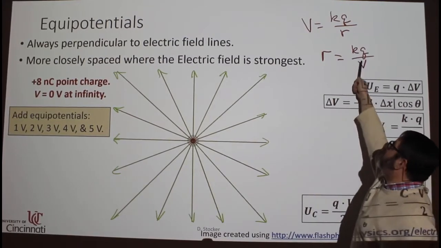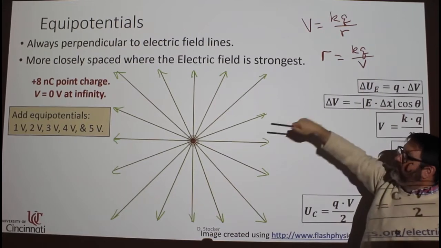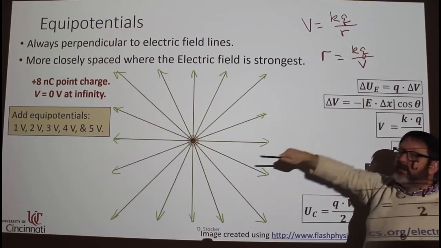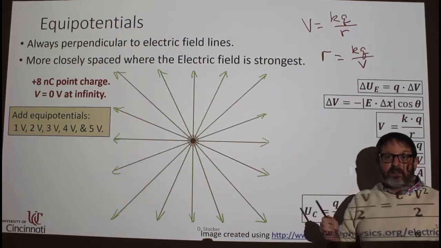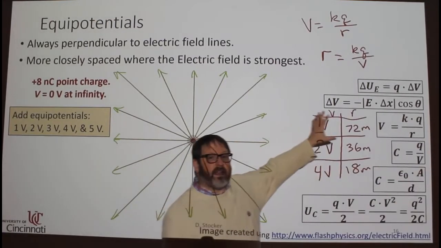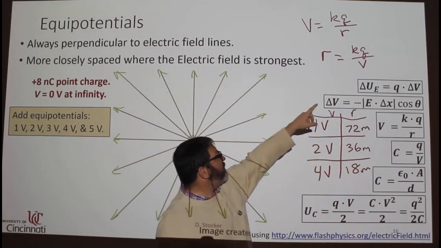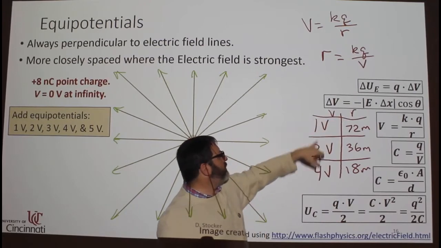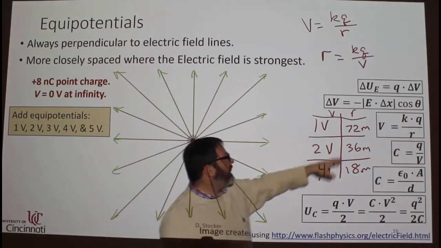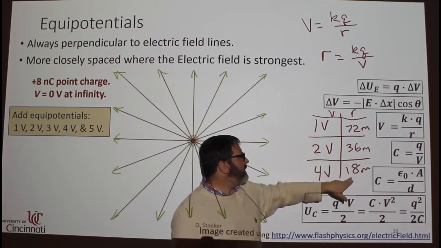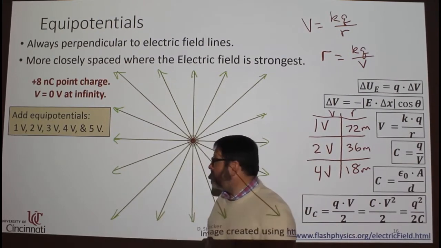Now all I have to do is put in K, put in Q, and then put in the different V's, and I'll find the different R's. So I've made a table here of what happens when I put in a V of 1 volt, 2 volts, or 4 volts. I get that R is 72, 36, or 18 meters.